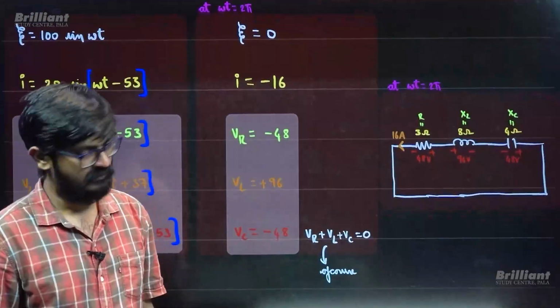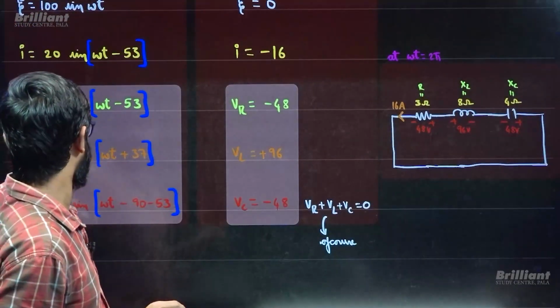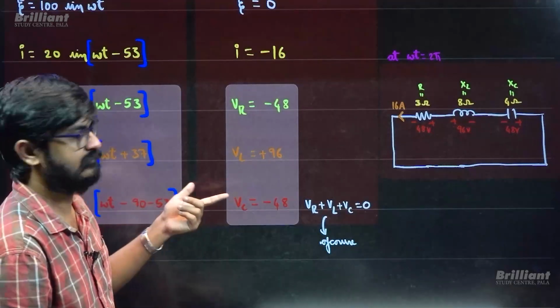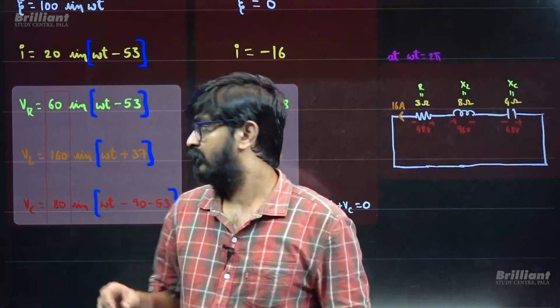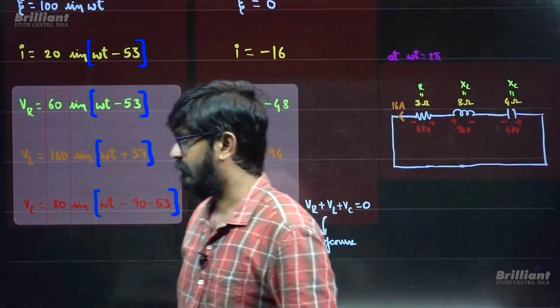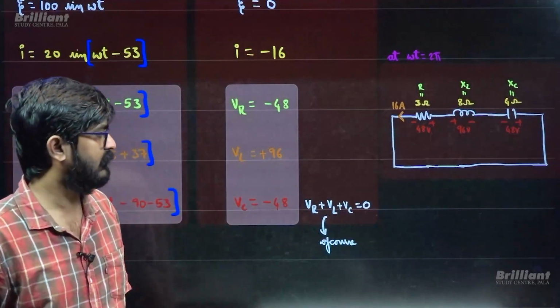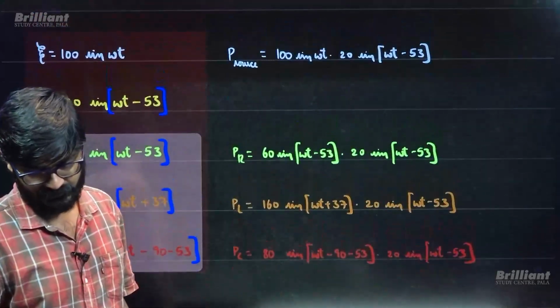But the addition of these three has nothing to do with instantaneous values. This will give us 220 plus 80, 300. It has no specific importance for us. Anyway, I will be going to the next part.